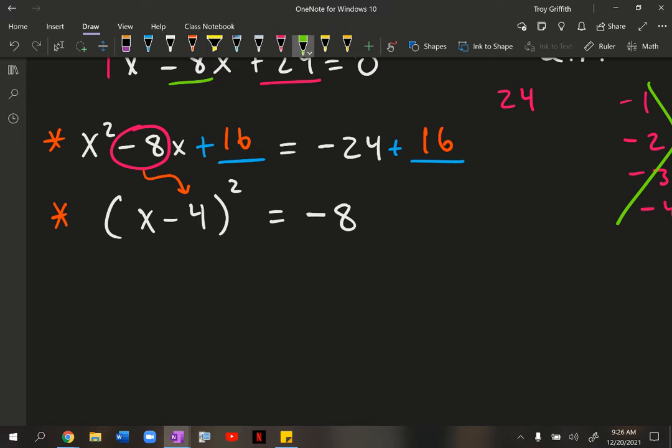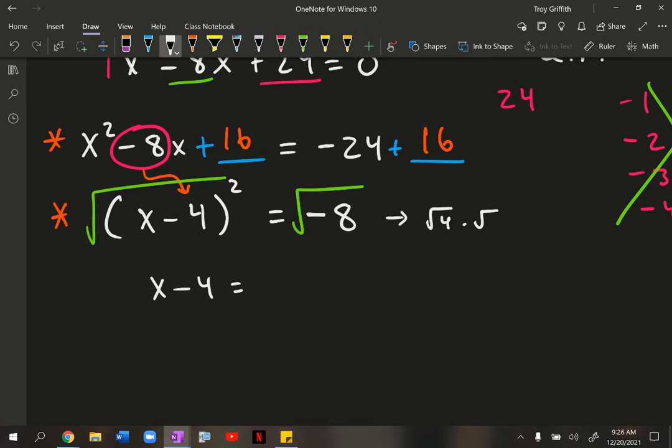Okay, from here we can take the square root of both sides. That's how we get rid of something that's squared. That's again the whole point of completing the square, so that we can take the square root of both sides. So the square root of x minus 4 squared is x minus 4. The square root of negative 8 breaks down into the square root of 4 times the square root of 2 times the square root of negative 1. The square root of 4 is 2, the square root of negative 1 is i, and I'm going to leave that square root of 2 right there.